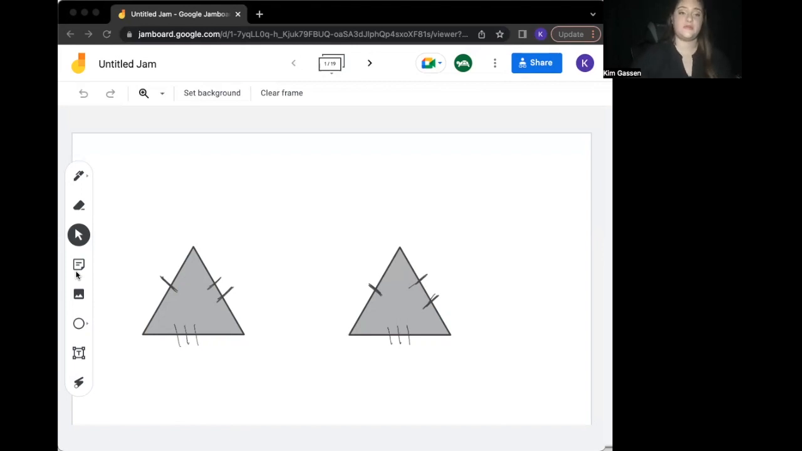So another method is called side angle side. This gives us the value of two sides of each triangle matching and one angle matching. What's important about this is that the matching angle has to be between the two sides. So I have these two sides match, and then this angle all the way over here matches.